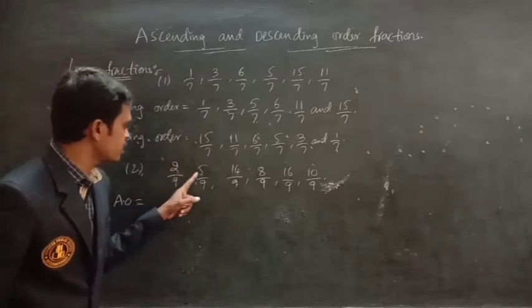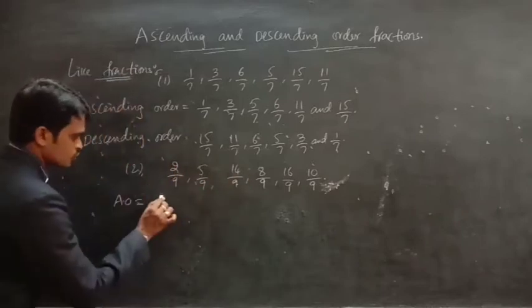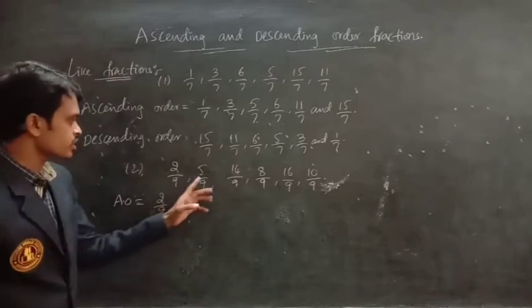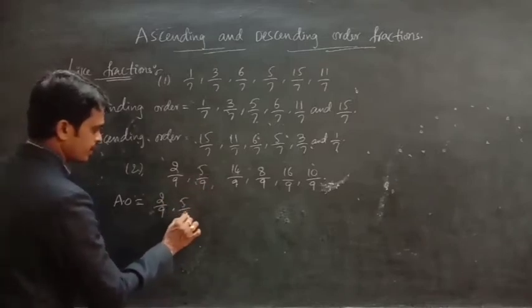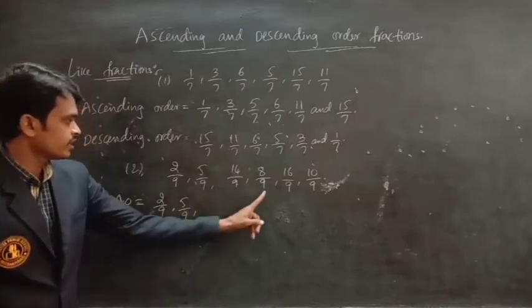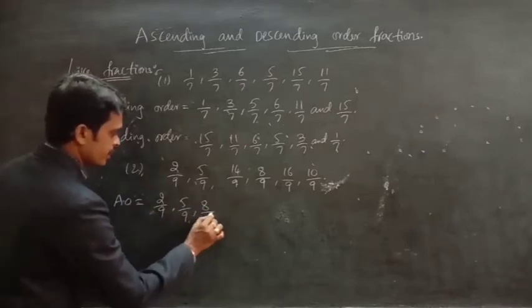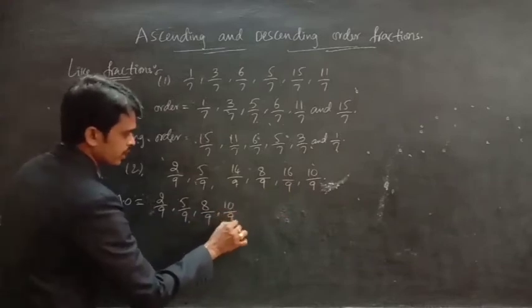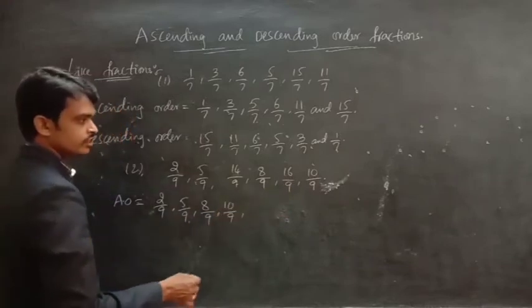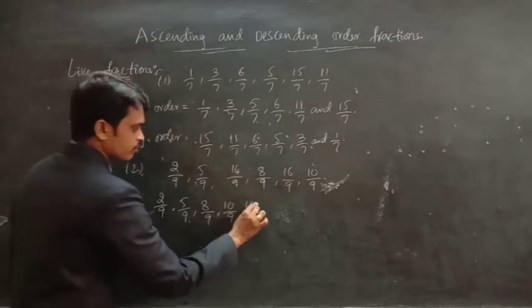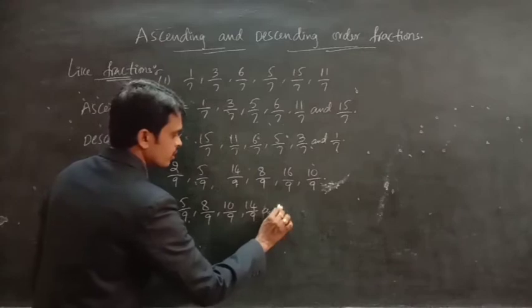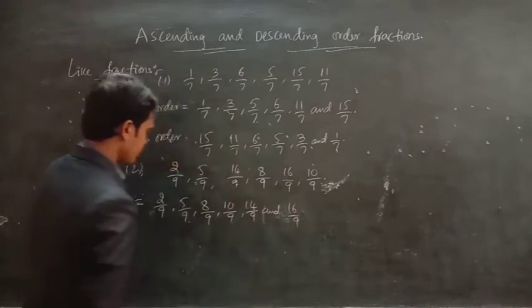The smallest numerator is 2, so 2 by 9. After that, the next numerator is 5 by 9. After that, 8 by 9. Next 10 by 9. Next 14 by 9. After that, the last is 16 by 9.